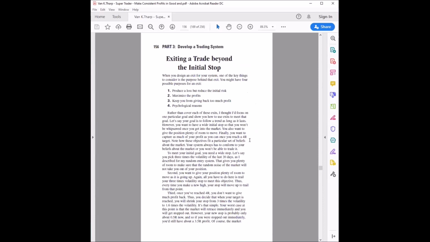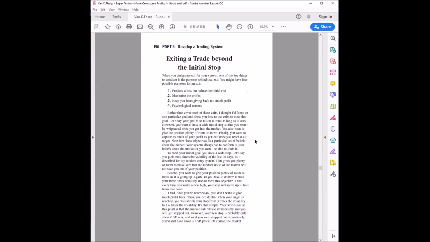When you design an exit for your system, one of the key things to consider is the purpose behind that exit. You might have 4 possible purposes: produce a loss but reduce the initial risk, maximize profits, keep you from giving back profit, or psychological reasons. So he says rather than cover them each individually, he focuses on one particular goal to show you how to use exits to meet the goal. This is a really important part.